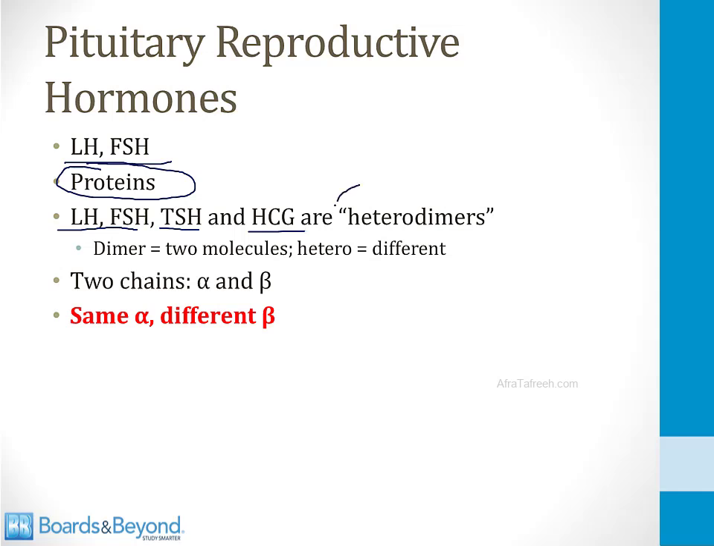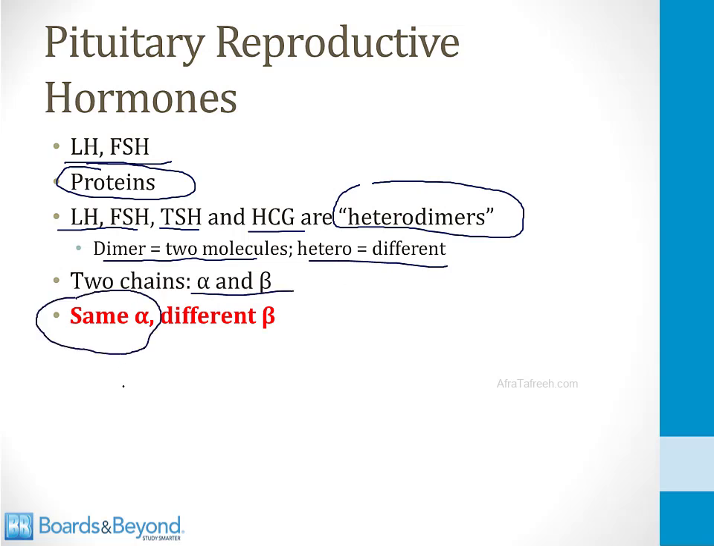They are all what's known as heterodimers. The word dimer means they are 2 protein molecules linked together, and the word hetero means they are different protein molecules linked together. And they all have 2 chains, an alpha and a beta, but they all have the same alpha chain and a different beta chain. The beta chain is what determines whether the structure will be LH, FSH, TSH, or HCG. The alpha is always the same.